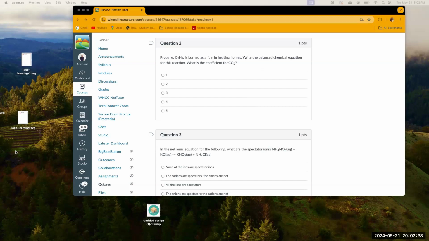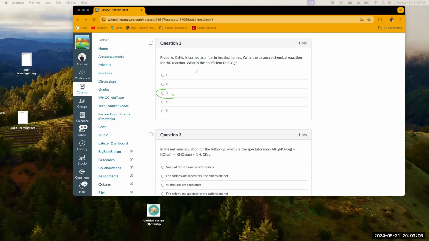So propane, C3H8, is burned as a fuel in heating homes. Write a balanced chemical equation for this reaction. What is the coefficient for carbon dioxide? Okay. Saul believes it's going to be C.